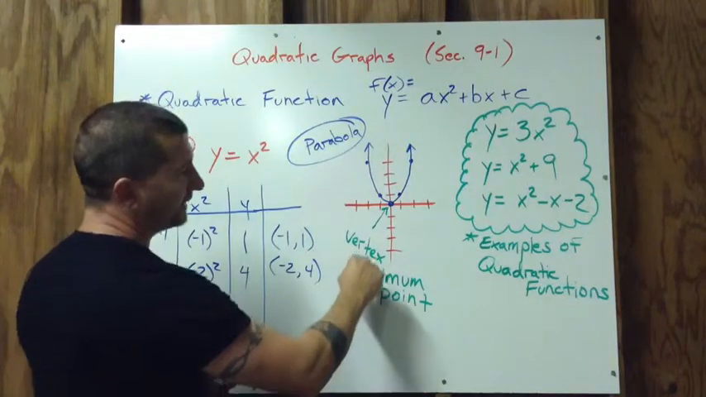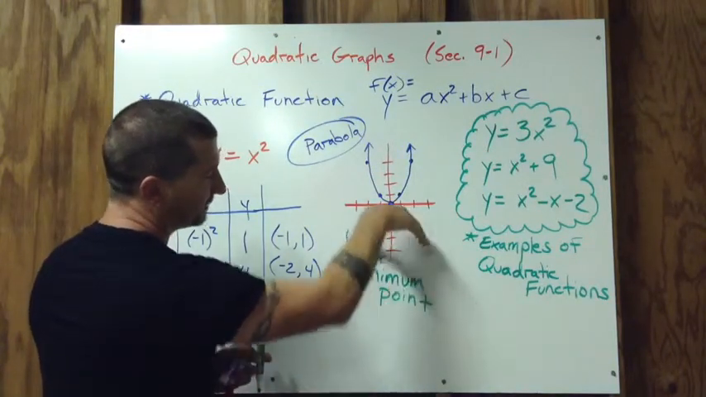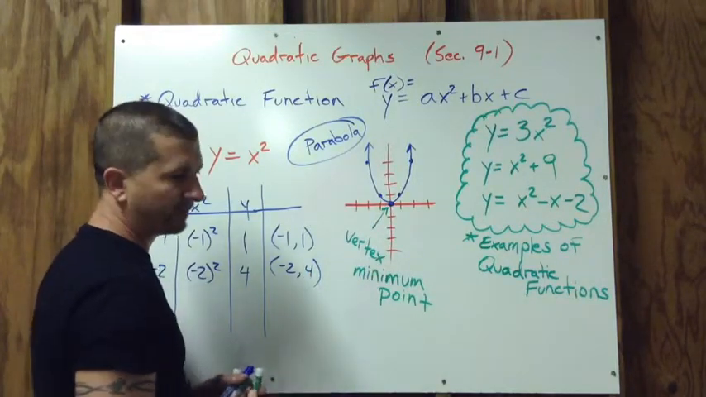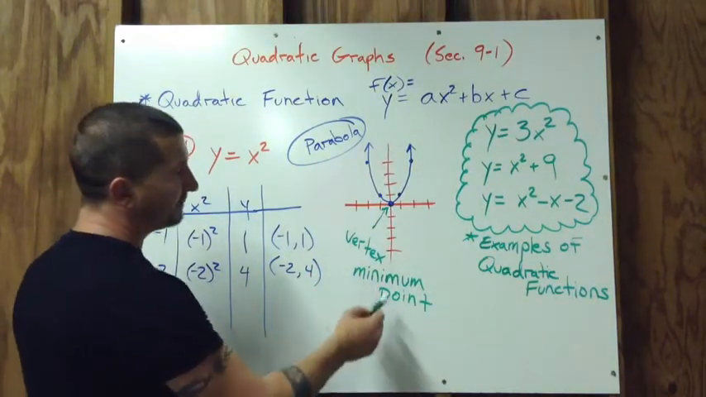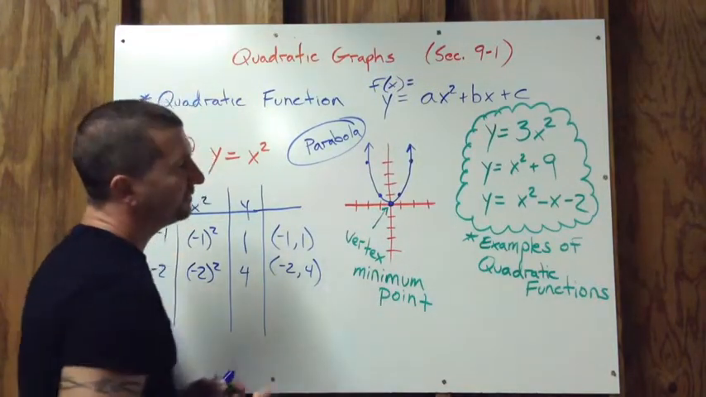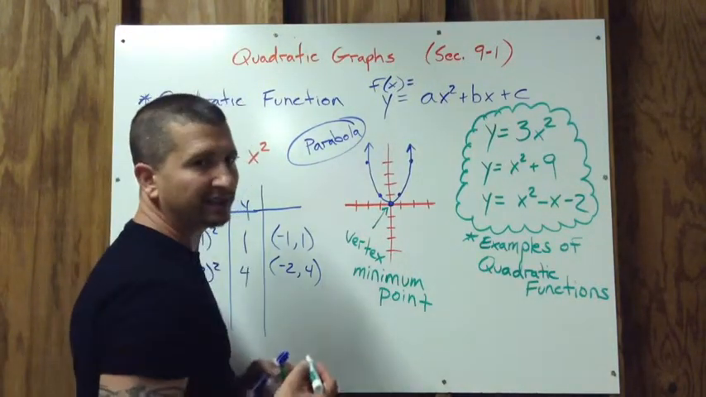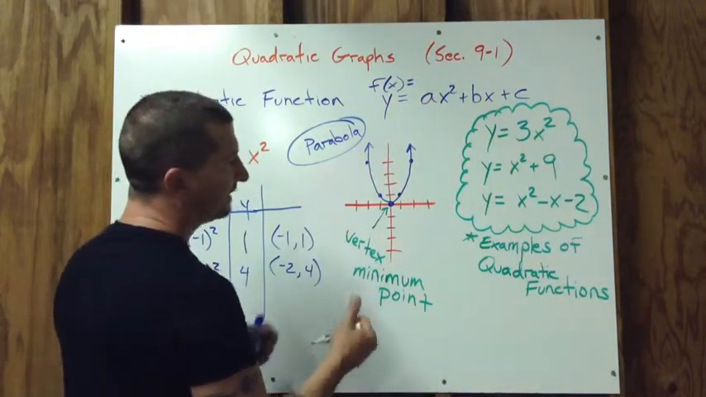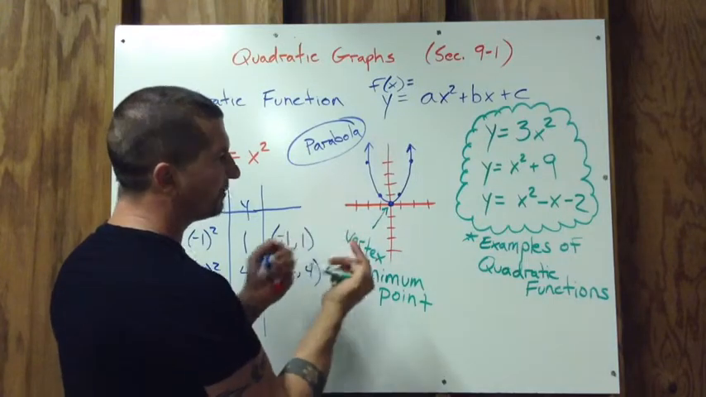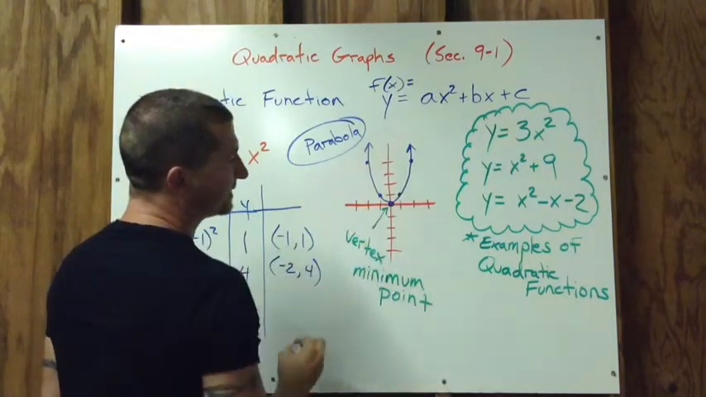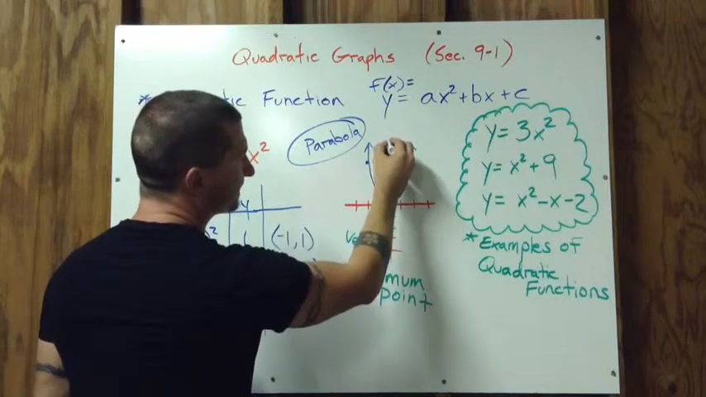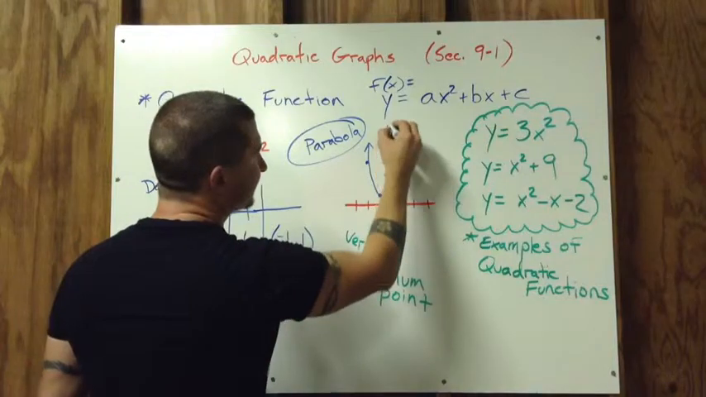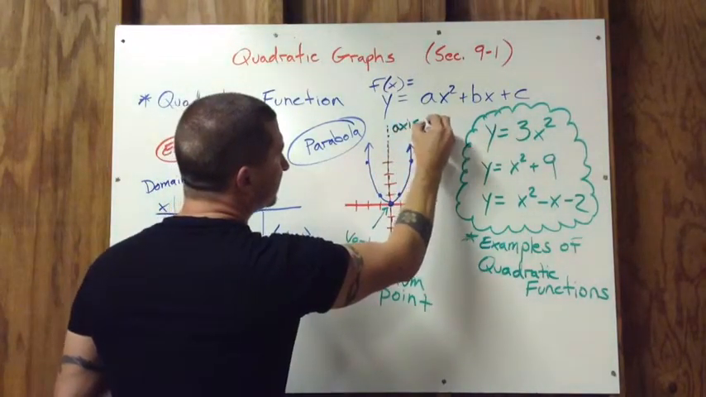If it was to go the other way, if we had it opening downward, the highest point it would go would be called the maximum point. Okay, so we have a vertex and a minimum point. Now also, there's something called an axis of symmetry. The axis of symmetry is the line you could draw that would divide this in half to make two mirror images. And right now the axis of symmetry runs right along the y-axis. So this here is the axis of symmetry.